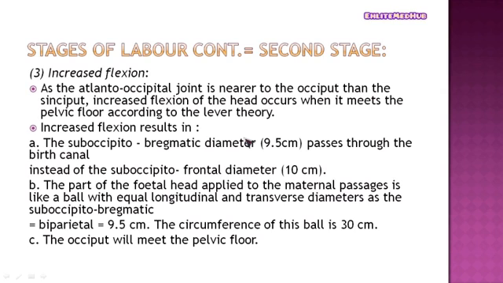It also facilitates engagement and descent because the smallest diameter of the head now presents first and it can fit into the pelvic inlet more easily. It also improves progress of labor. Proper flexion means the head rotates and descends smoothly. Poor or incomplete flexion can lead to arrest, malposition like occipito-posterior, or difficult labor. C. The occiput will meet the pelvic floor.